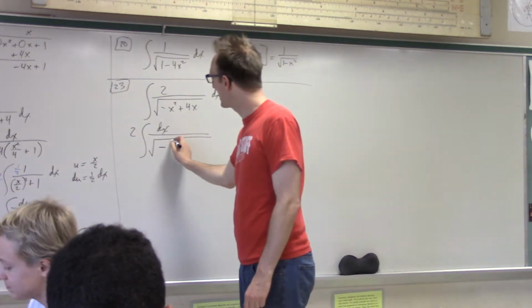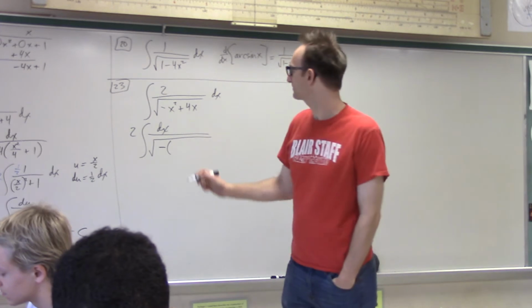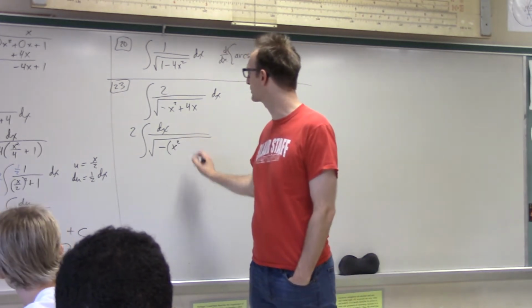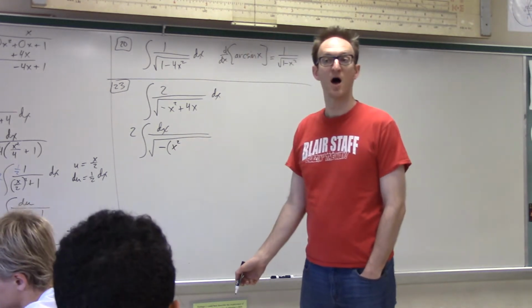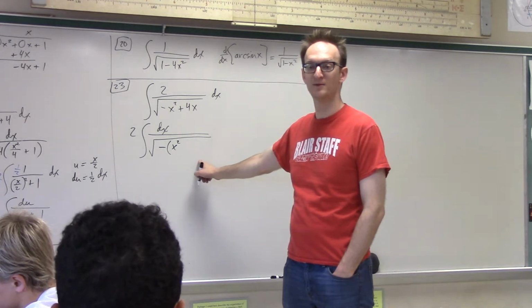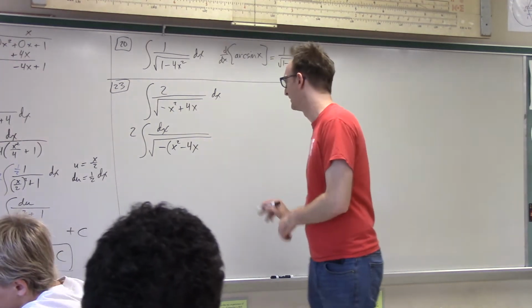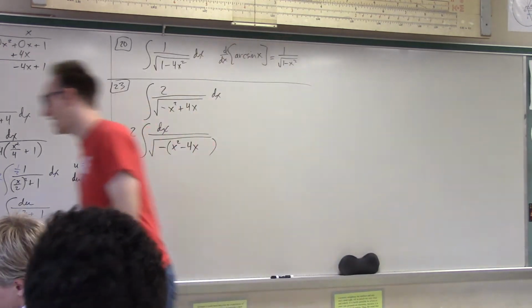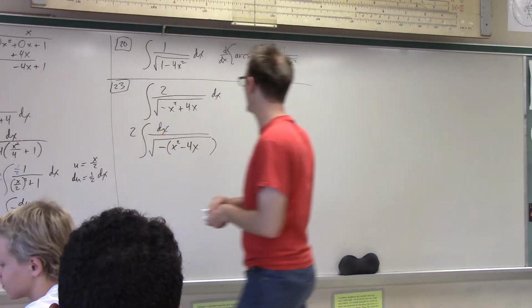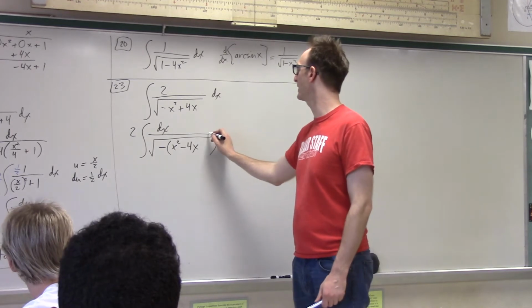Factor out a negative. Good. And that's like negative x squared minus 4x. Oh, I remember this. It's high level algebra. Yeah, and then you leave a little blank space over there.